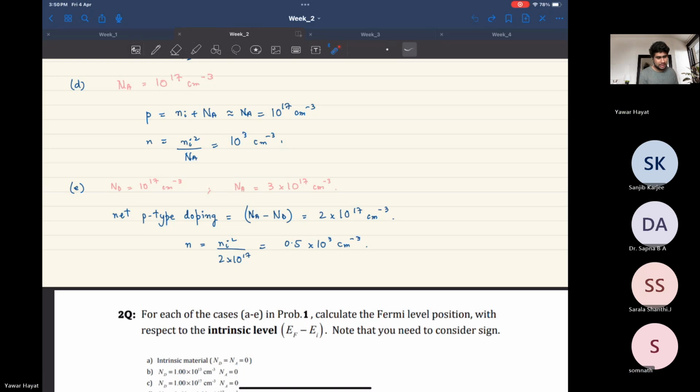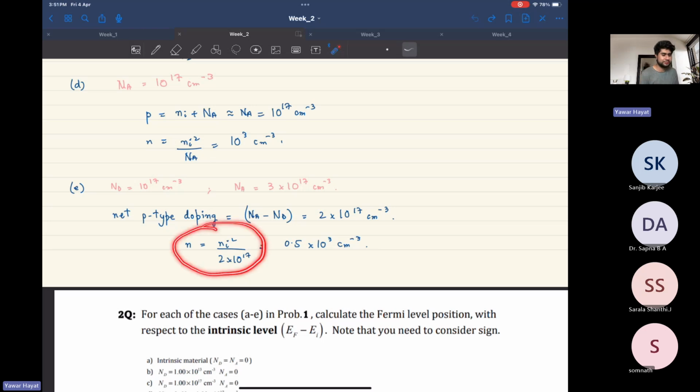So what I'll do is write the net p-type doping. That would be Na minus Nd, which is 2 times 10 to the power 17. Why am I not writing Ni? Because Ni is negligible at this order. Ni is 10 to the power 10, and this is 10 to the power 17, so adding or subtracting that hardly makes any difference. Do keep that in mind.